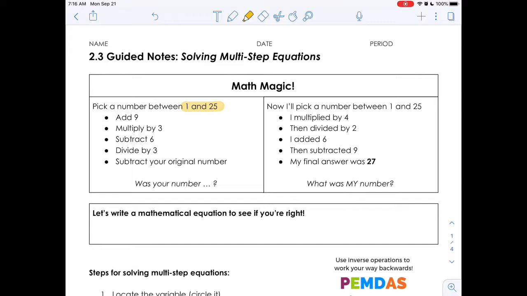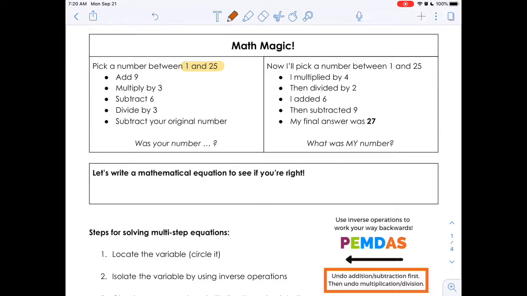So, was your number 7? If I didn't happen to guess your number, you may want to go back and check your steps, make sure you followed them through. But now it's your turn. I'm going to pick a number between 1 and 25. Now, I'm going to tell you the steps that I'm going to do, okay? So I multiplied my number by 4, then I divided my number by 2, I added 6, then I subtracted 9, and my final answer was 27. Can you guess what my number was?